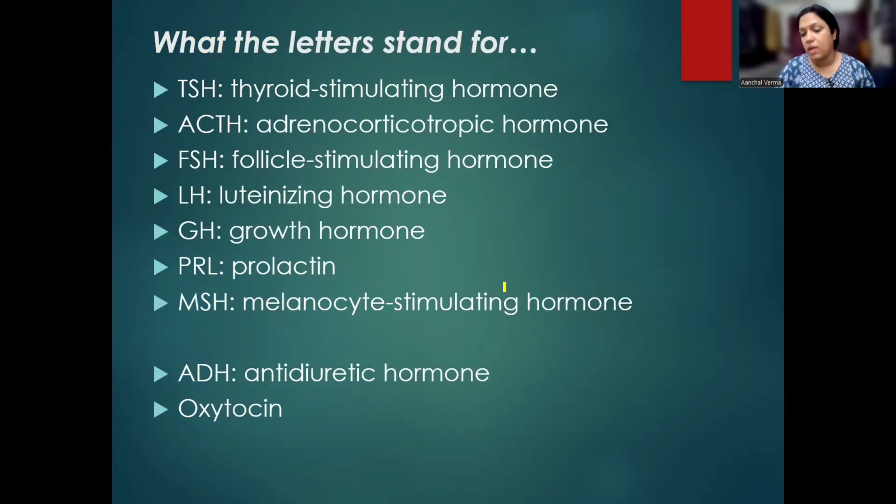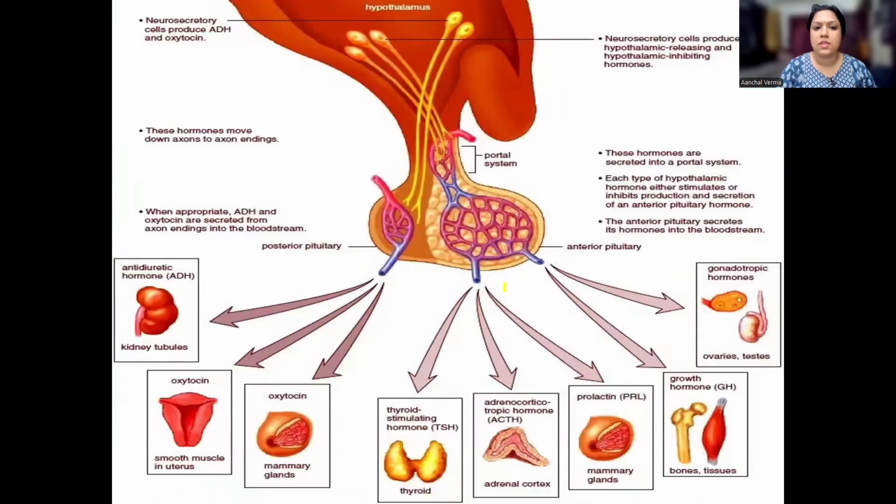Oversecretion and undersecretion of these hormones can also lead to problems, like hyposecretion of growth hormone will lead to dwarfism. So we'll study about it. These are the full forms I have already discussed. Now these are the locations and the release of the hormones.